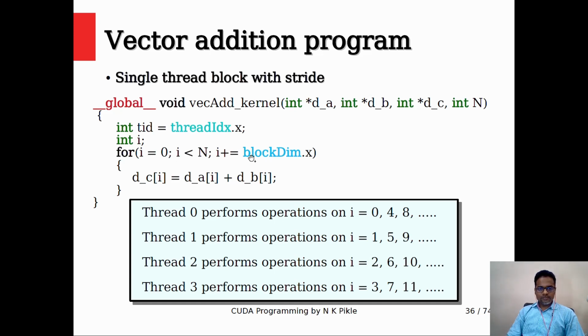And similarly it will go on incrementing the i value by blockDim.x, but the condition here is i must be less than n, that is, it should not cross the total number of elements or size of your array.